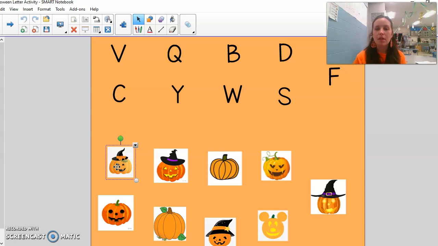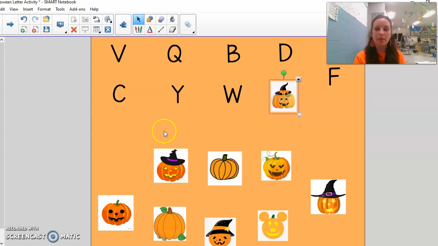S. Which of these letters says S? Go ahead and write that down. The sound is S. Boys and girls, we should have written the letter S, just like this, beside this pumpkin.